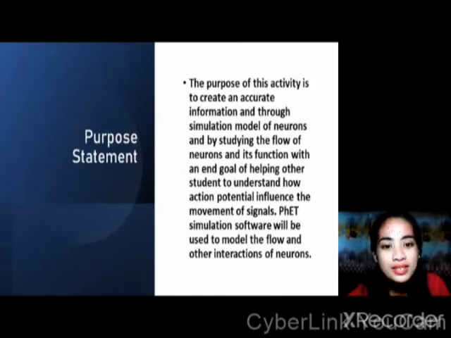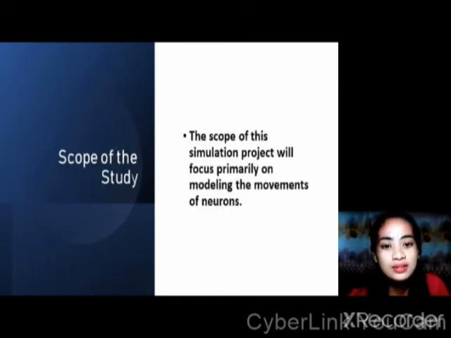The purpose of this activity is to create accurate information through a simulation model of neurons, by studying the flow of neurons and their function, with an end goal of helping other students to understand how action potential influences the movement of signal. And through PhET simulation software, we will be able to see the flow and other interactions of neurons. The scope of this simulation project will focus primarily on modeling the movement of neurons.